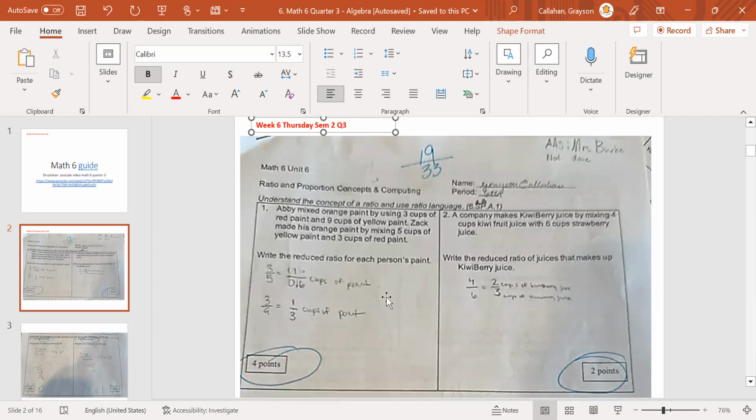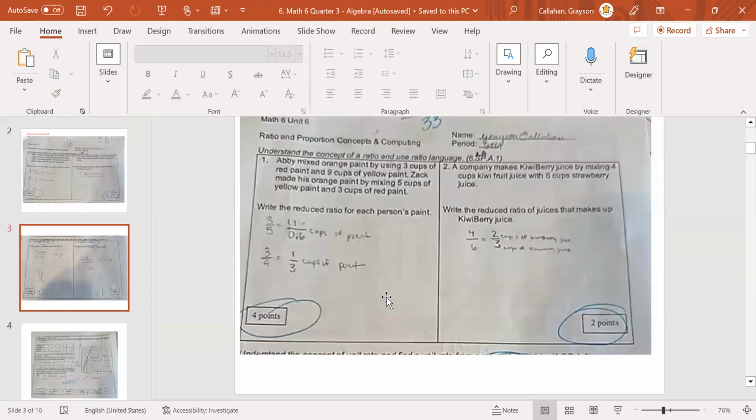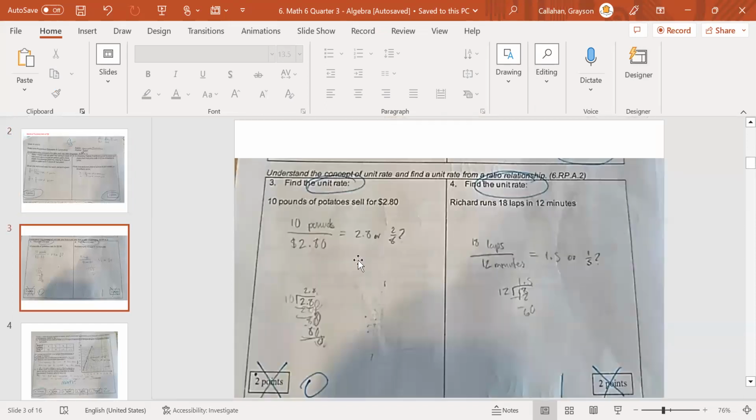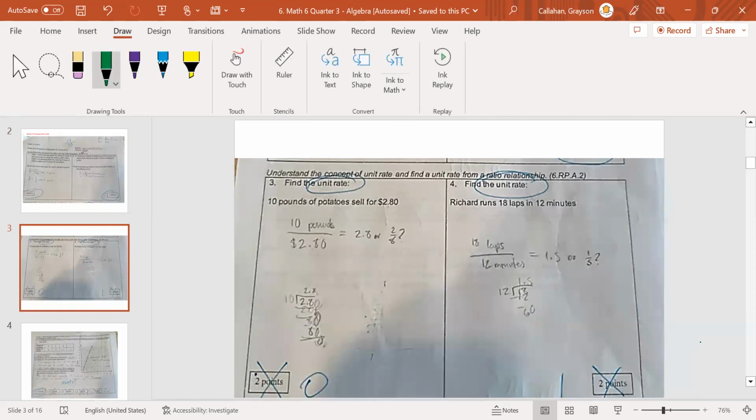It looks like questions number 1 and 2, you did fine, right? You got full points for it. Okay, so then for question number 3, it looks like you didn't get anything. So it says find the unit rate. The unit rate is going to be, it says 10 pounds of potato sauce for $2.80.